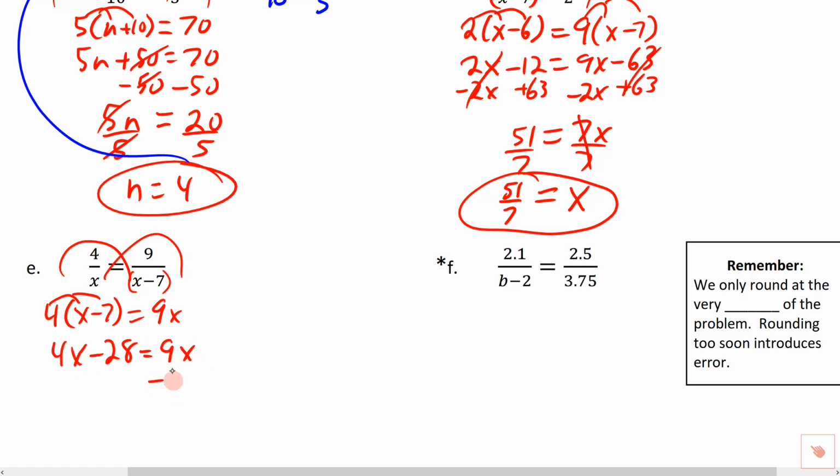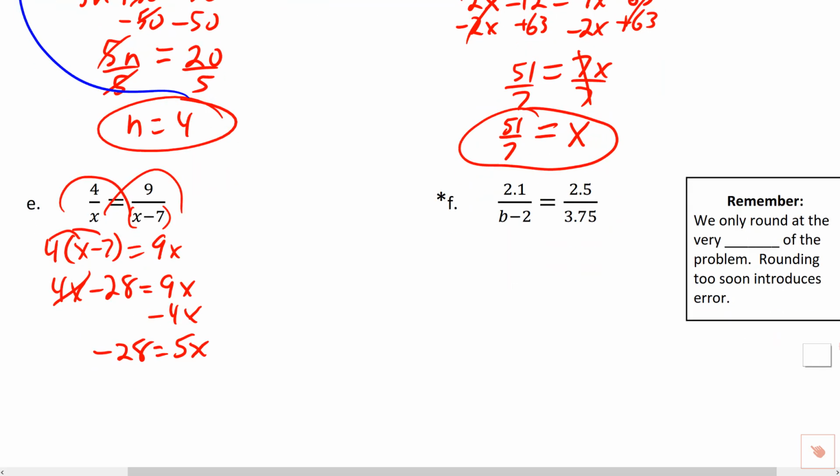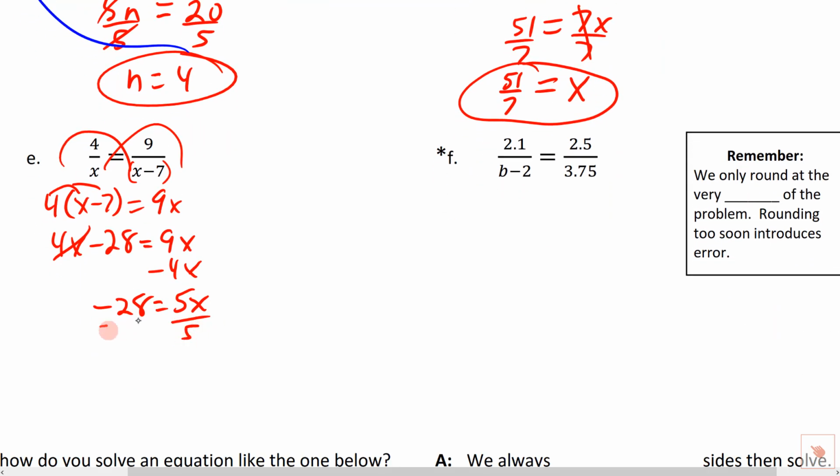We're going to move that 4x to the other side by subtracting 4x. Negative 28, that's going to be a 5x. And then we're going to finish this off by dividing by 5. So we'll divide both sides by 5. And let's think about that for just a second. We've got a negative 28 over a positive 5. So the answer is going to be negative. Then the question is, does this reduce at all? It doesn't. So we end up with negative 28 fifths. We just circle that and we're all finished. Okay, last one.